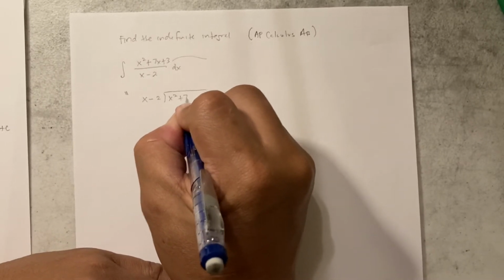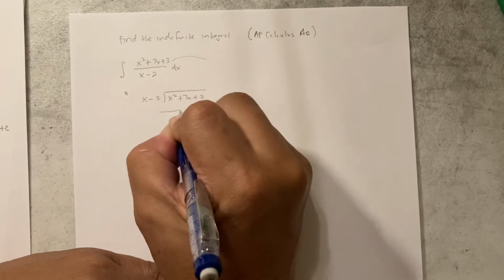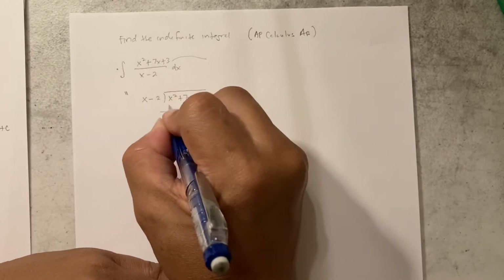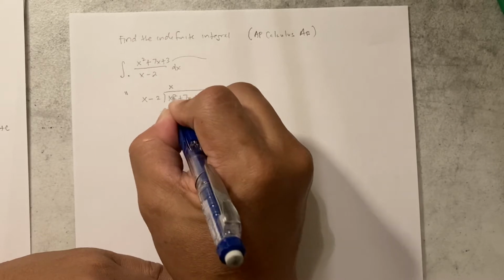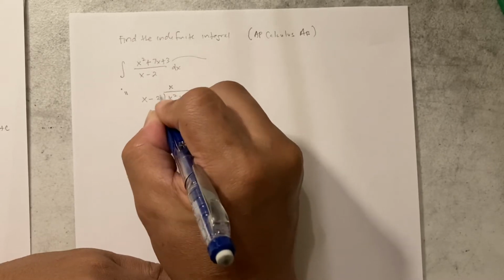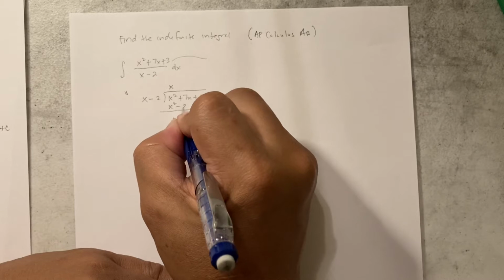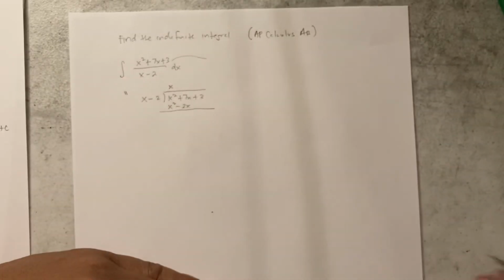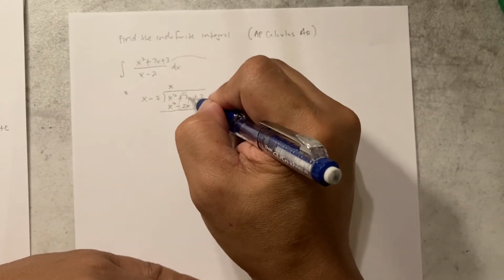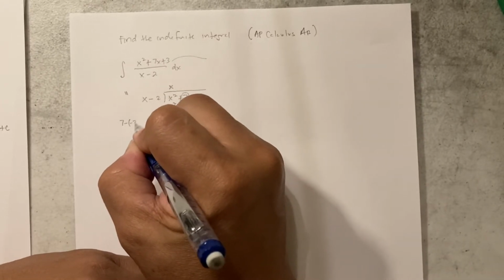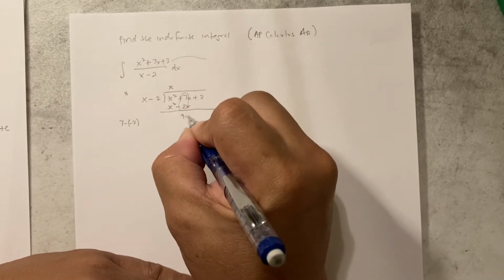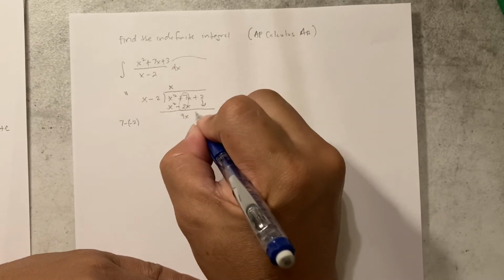x squared plus 7x plus 3. x times what gives you x squared? We know that x times x gives you x squared. And we multiply here, which gives you minus 2x. In any long division, you're subtracting. So x squared minus x squared is 0. Then on the side here, 7 minus negative 2 gives you 9x. And we bring down the 3.